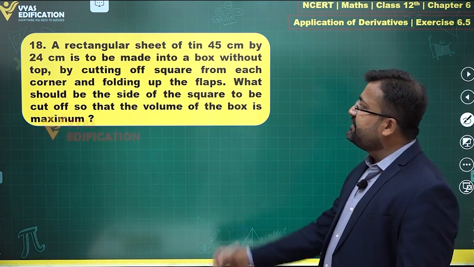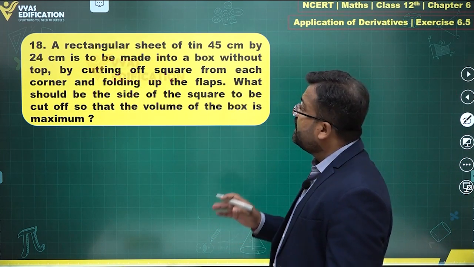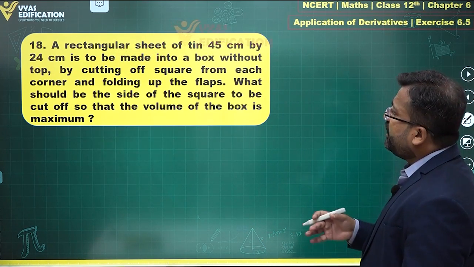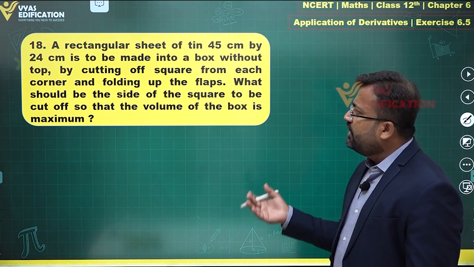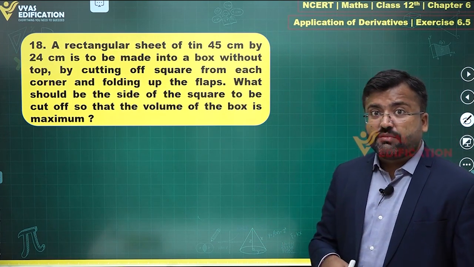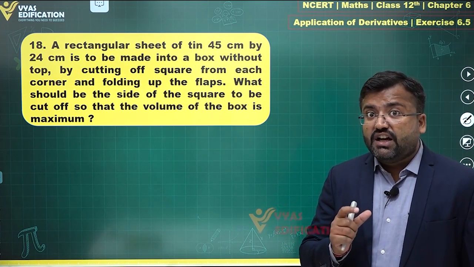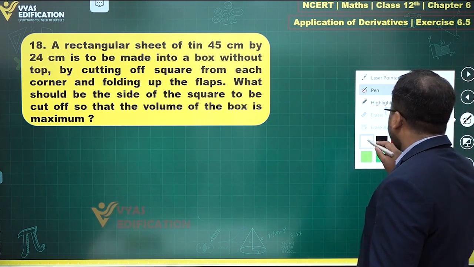Question number 18 says that a rectangular sheet of tin 45 centimeter by 24 centimeter is to be made into a box without top. By cutting off a square from each corner and folding up the flaps, what should be the side of the square to be cut off so that the volume of the box is maximum? Now, this is similar to the previous question, but herein we are starting with a rectangular sheet, not with a square sheet. But the diagrams and everything else will be pretty similar.